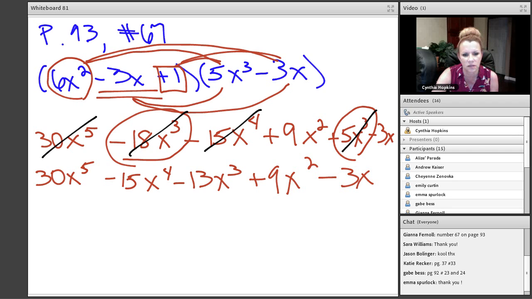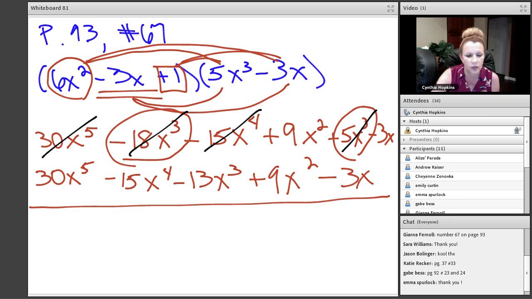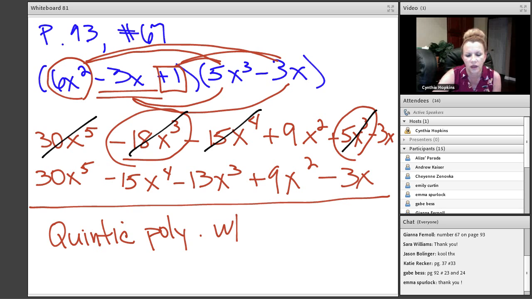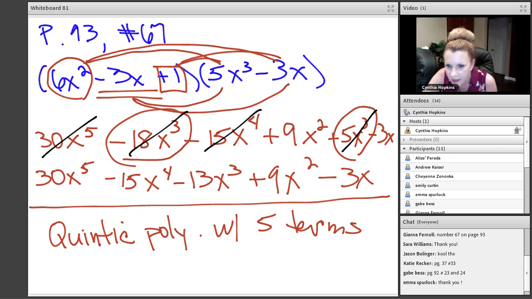Okay, so here is my final answer. And let's see, that's 1, 2, 3, 4, 5 terms. So I would call this a quintic because the degree is 5. And by the way, notice I started with the highest degree and worked my way down in descending order. That's how you should do it. They don't always do that though, so be careful when you're naming a polynomial. They could mix them up, and so you have to be careful about that. But this is a quintic polynomial. There's no special name for 5 terms, so I'm just going to say a quintic polynomial with 5 terms. There you go.